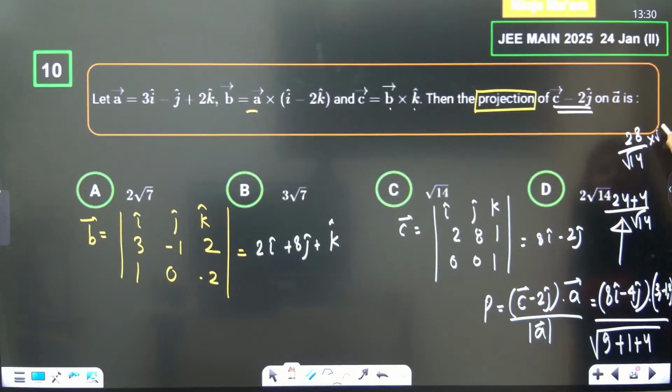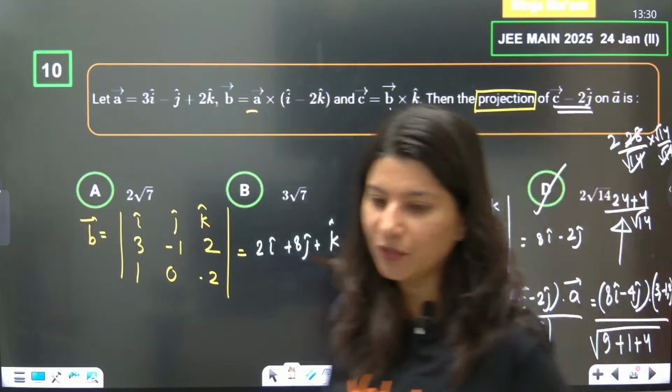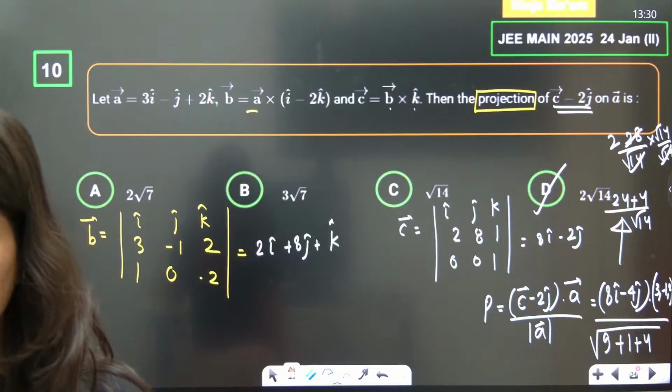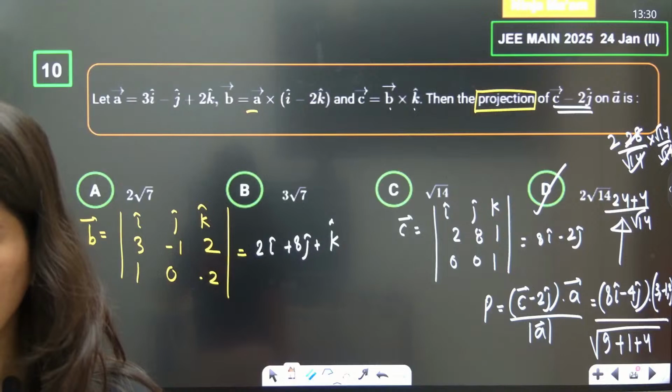If I just rationalize it, what will I get? 14 ones are 14, so 2 root 14, option D. Option D, 2 root 14, is absolutely correct. Okay, understanding it? Everybody?